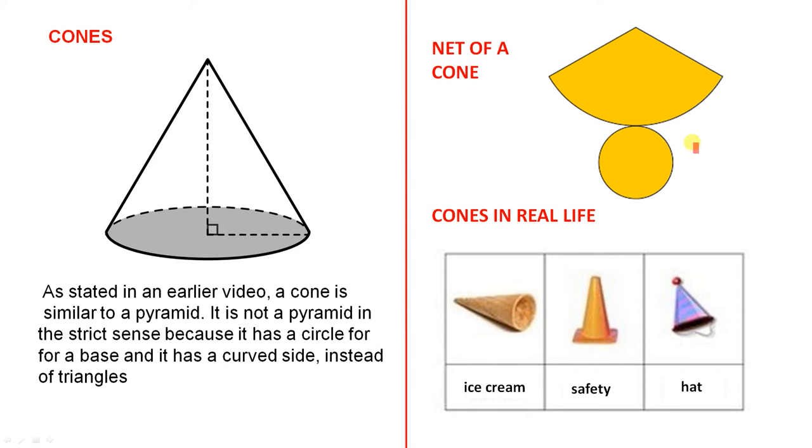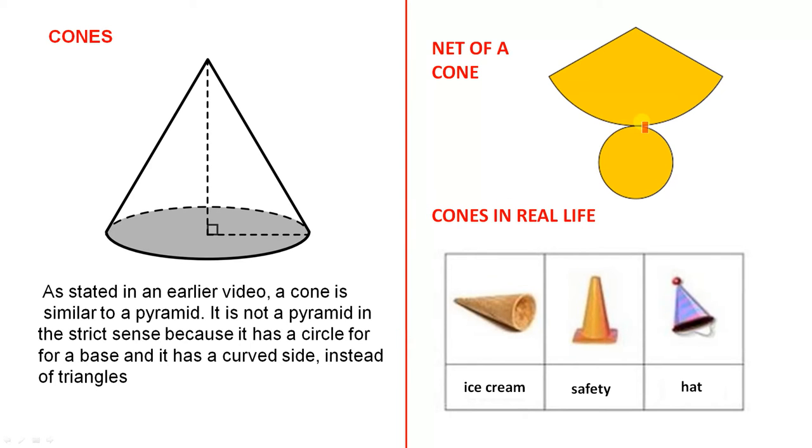Cones. As stated in an earlier video, a cone is similar to a pyramid. It is not a pyramid in the strict sense because it has a circle for a base and it has a curved side instead of triangles.